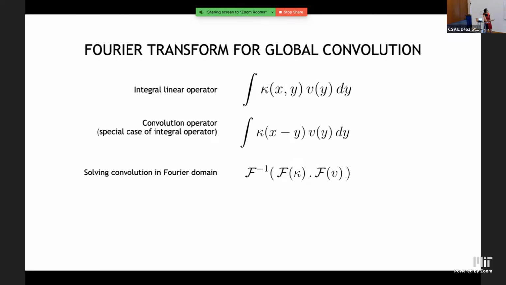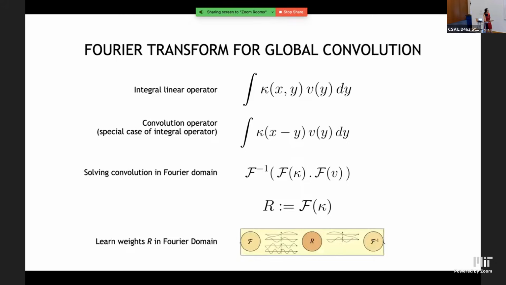And so what we're saying is, instead of trying to learn the kernel and then integrating over it, you can directly learn the Fourier transform of the kernel and just multiply it with the Fourier transform of the input, right? And if you want, you can take the inverse Fourier transform and transform it back to the domain. I mean, this is a simple fact.